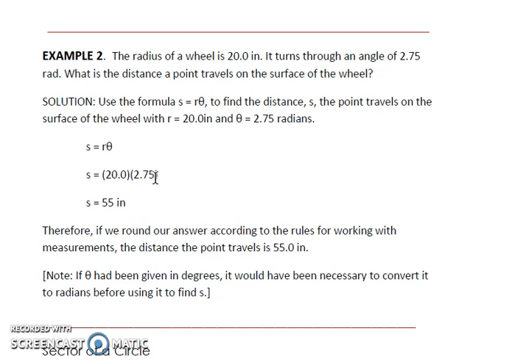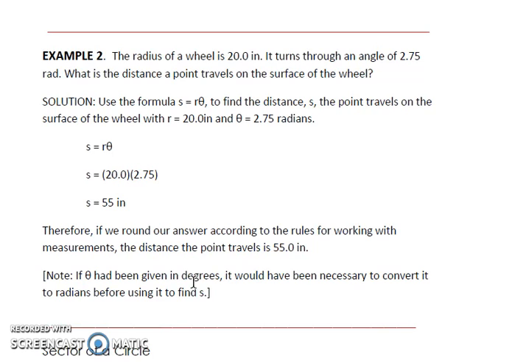Plugging those in for radius and theta, we multiply and we find that distance, that arc length S, which is 55 inches. Then we can round our answer according to the rules for working with measurements. When we multiplied, we had to round the answer to the same accuracy as the least accurate measurement. In this case, both measurements have 3 significant digits, so we'd round this answer to 3 significant digits so that it has the same accuracy as the least accurate measurement.